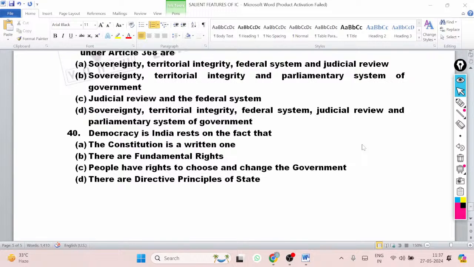And there are fundamental rights. Obviously, in a democracy, individual rights are quite essential. But the most essential thing is C. People have the right to choose and change them. That is called demos and kratos, government by the people. So the core principle of democracy is that people have the right to choose, not only in India but in almost all democracies.